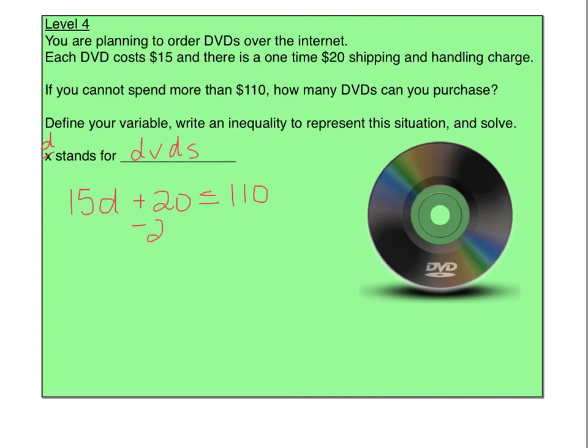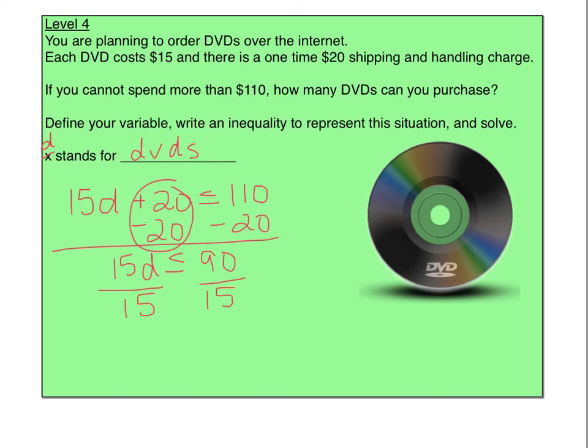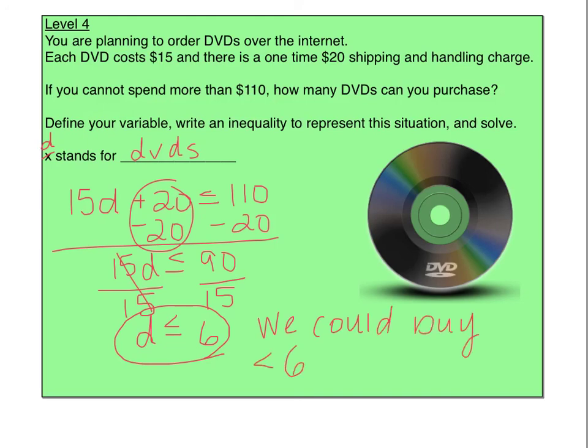So we subtract 20 from each side. We get 15D is less than or equal to 90. Divide by 15. So D is going to be less than or equal to, and it goes 15, 30, 60, 90. So D is less than or equal to 6. So we could buy less than 6 DVDs. Or we could get 6.